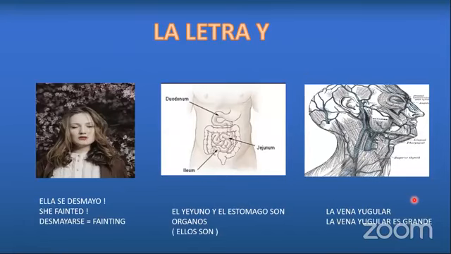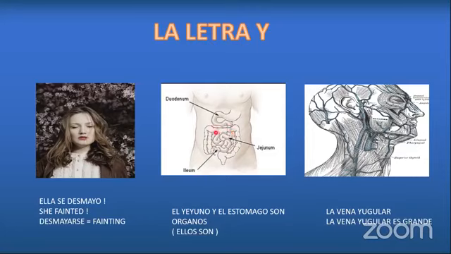Next one here. We have some words with the letter Y that we can use in the medical field. For example, this lady fainted. Ella se desmayó. Somebody is running into our clinic and says, ella se desmayó. She just fainted. A little bit stronger. I will advise you pick the softer, more neutral one, like ella se desmayó.